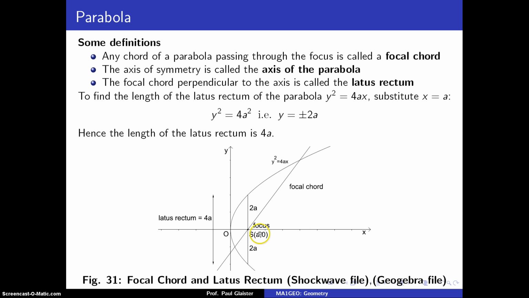In order to work out its length, we can work out the y coordinate when x is equal to a, which from the equation of the parabola will be either plus 2a or minus 2a. In other words, the length of this line segment is 4a, and that's called the latus rectum, and a half of that is called the semilatus rectum. In other words, 2a, just the length from the focus to this point here.